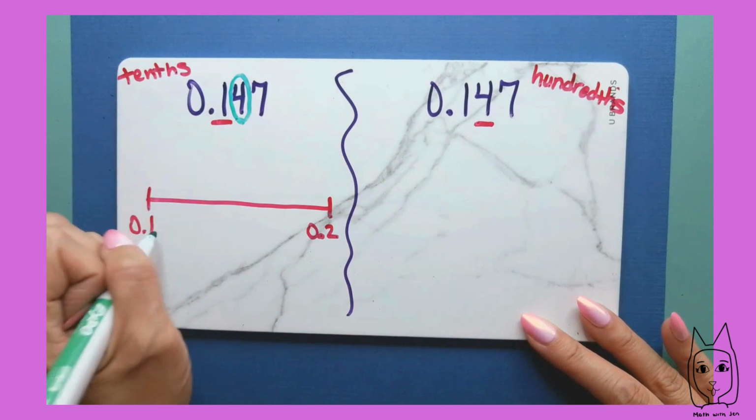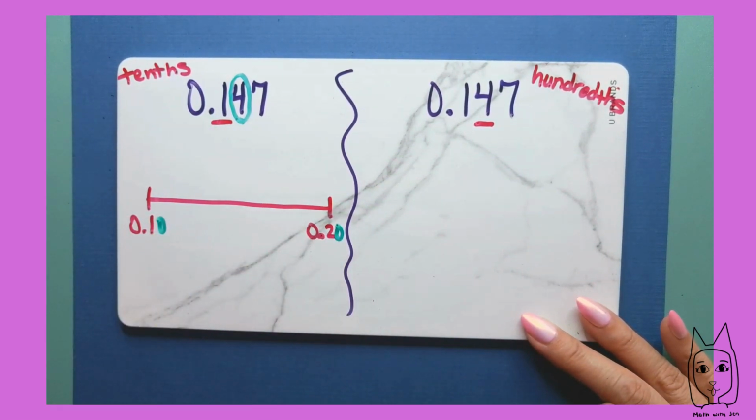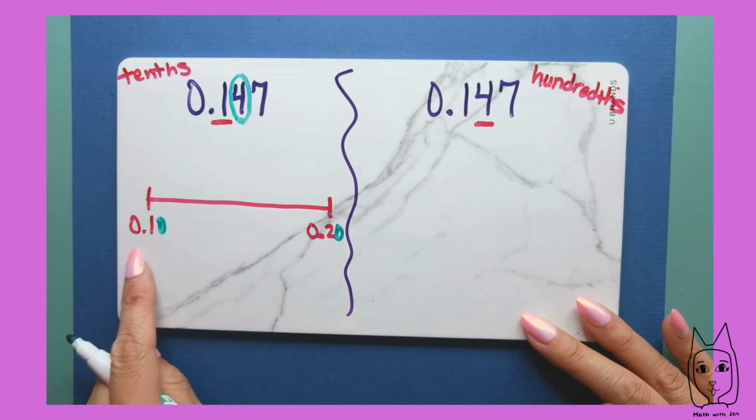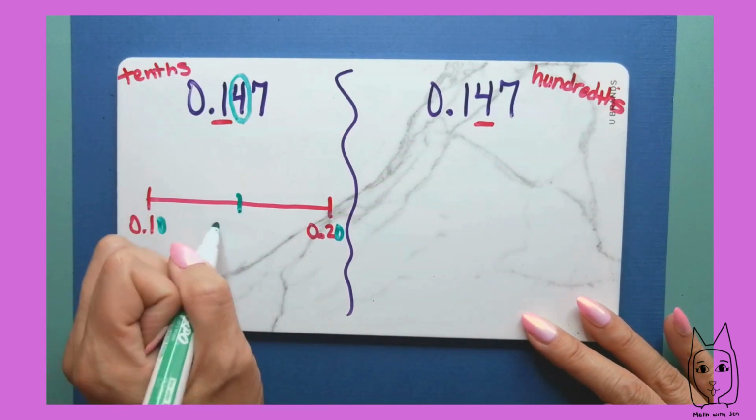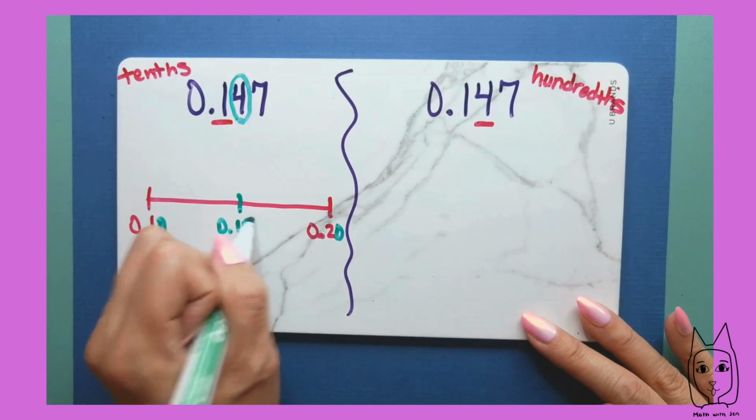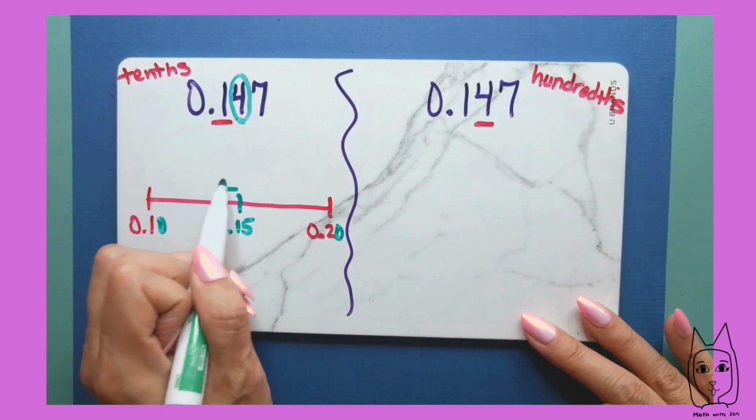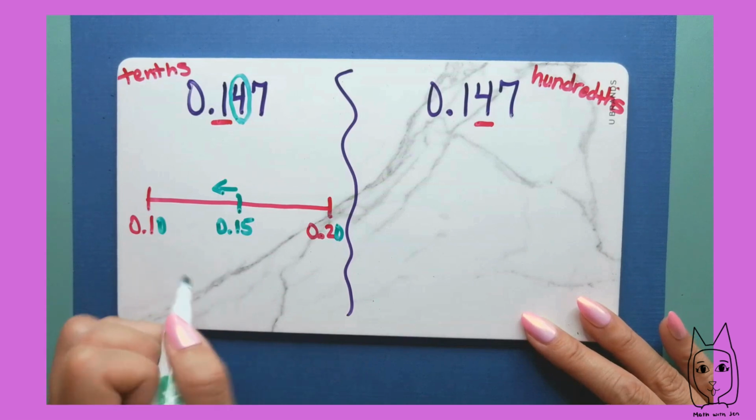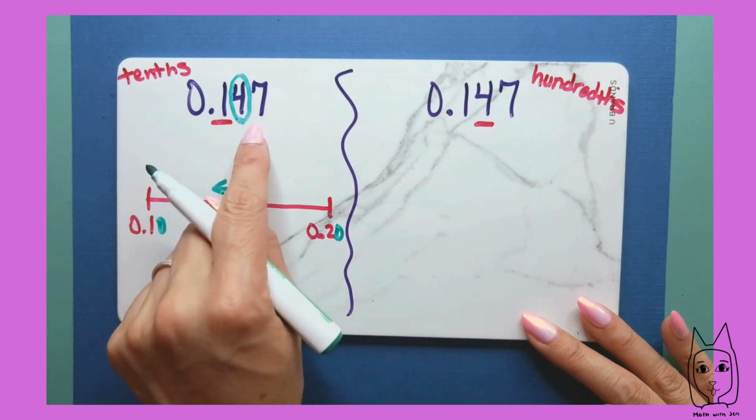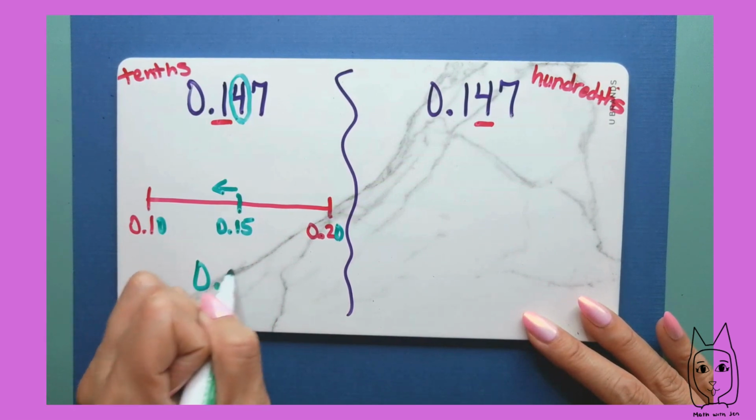Since we're using the hundredths place value, I'm going to make these numbers equivalent to hundredths. So now we have 10 hundredths and 20 hundredths. The halfway mark is going to be 15 hundredths. Now look, I have 14 hundredths, right? So that 14 hundredths is going to the left of that halfway mark of 15 hundredths. So when I round 147 thousandths, I'm going to round it down to 1/10.